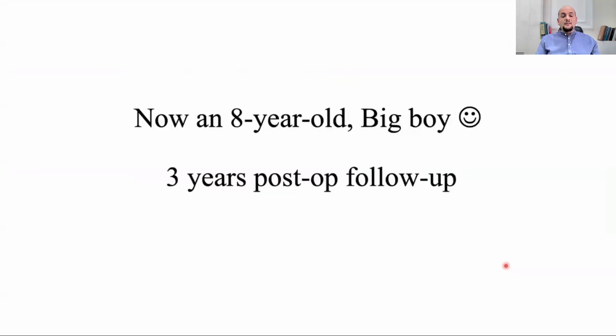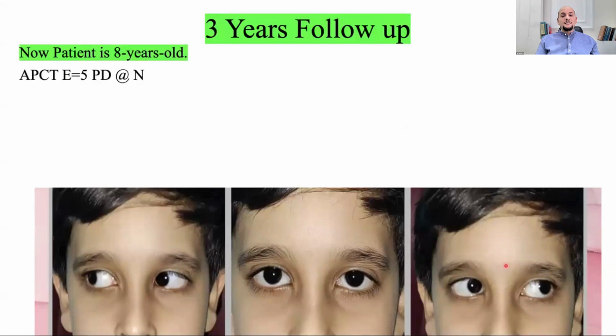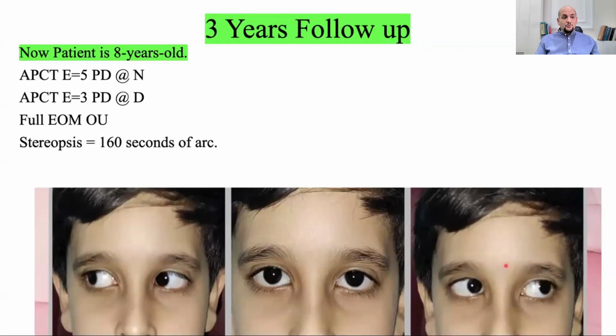Everything is fine. Now the child is an 8-year-old big boy. So 3 years post-op follow-up. Patient still orthotropic, only small esophoria, 5 prism diopter at near, 3 prism diopter at distance with full extraocular motility, and also the stereopsis showed 160 seconds of arc.